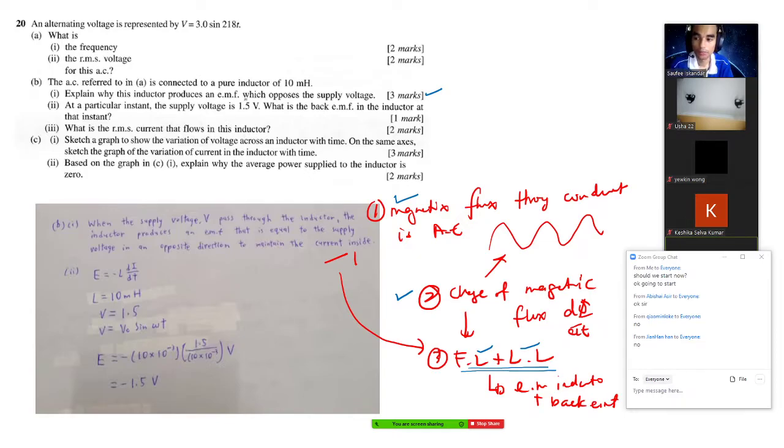Okay. B2: at a particular instant the supply voltage is 1.5. What is the back EMF in the inductor at that instant? So the back EMF, EB, equals negative L di over dt. Why do we have L? Because it's a pure inductor. L is given, V is given, di over dt is not given. So the answer is 1.5 volt. This is correct.